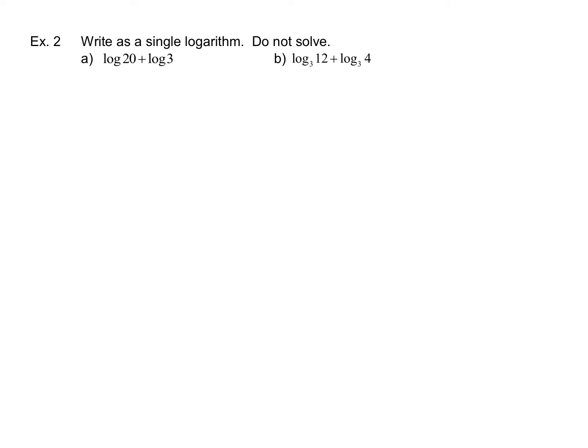So let's take a look. We're looking at writing this as a single logarithm. We don't want to solve these. And so what we're noticing, of course, is our bases here are both base 10, so we can bring this together as a logarithm base 10. And of course we're adding these two logarithms, so it becomes multiplication. So we have the logarithm of 20 times 3 base 10, or the log of 60, which is 20 times 3. And there's our answer, a single logarithm.